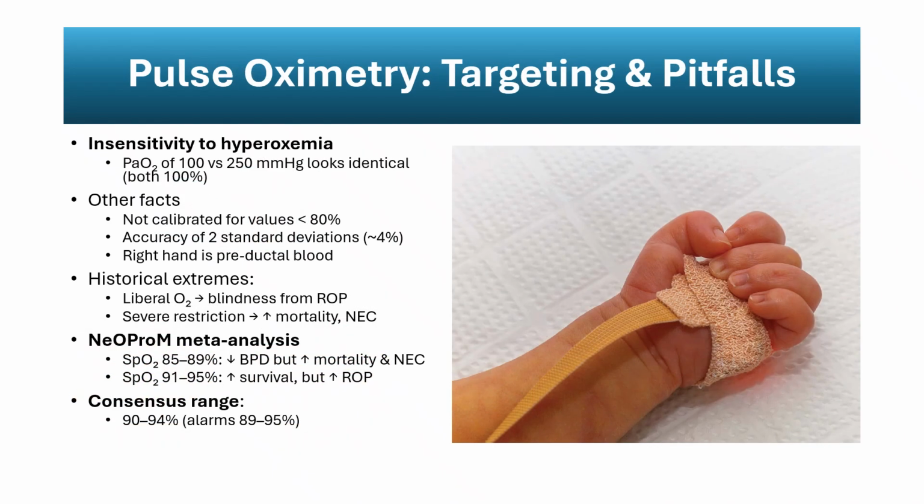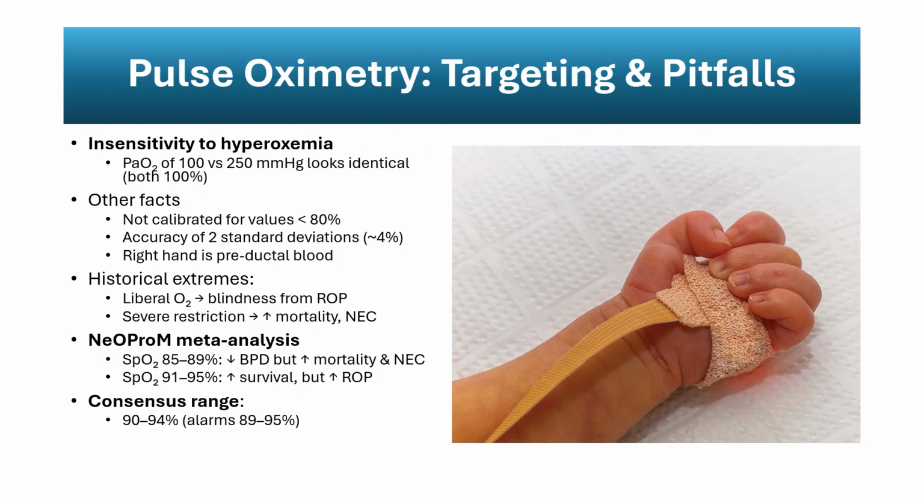Pulse oximetry is highly sensitive for detecting hypoxemia, but cannot distinguish between normal and excessive oxygen levels. An oxygen content of 100 and 250 both display as 100% saturation, making the monitor unreliable for identifying hyperoxemia. For this reason, oxygen titration should always be guided by defined saturation targets and not by appearance alone.